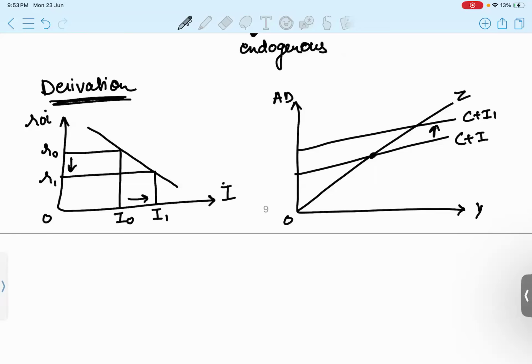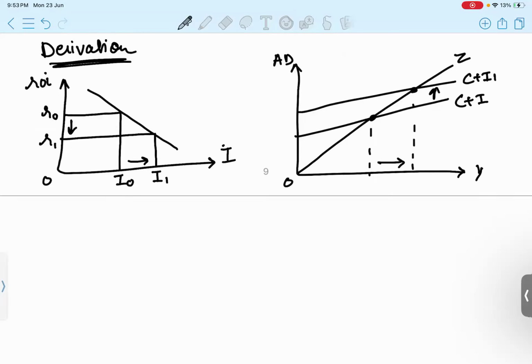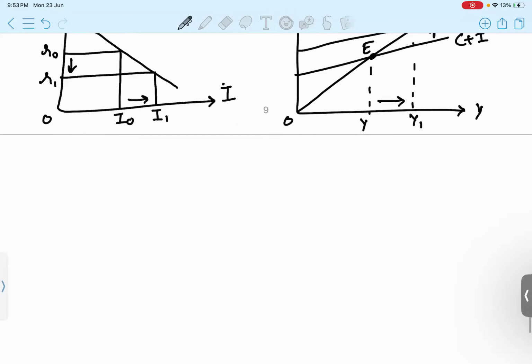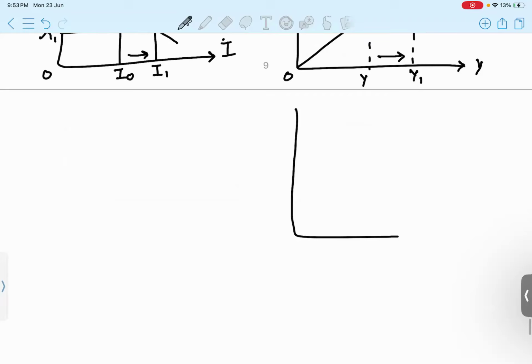The point of intersection also moves towards the right, and you can see equilibrium income has also increased with the increase in aggregate demand. So if we were at E1 with Y1, this graph will showcase the derivation of the IS curve.